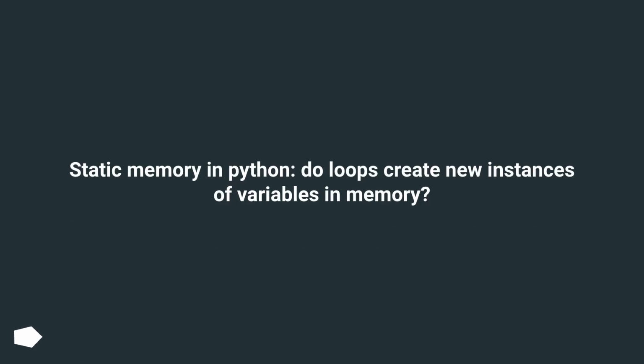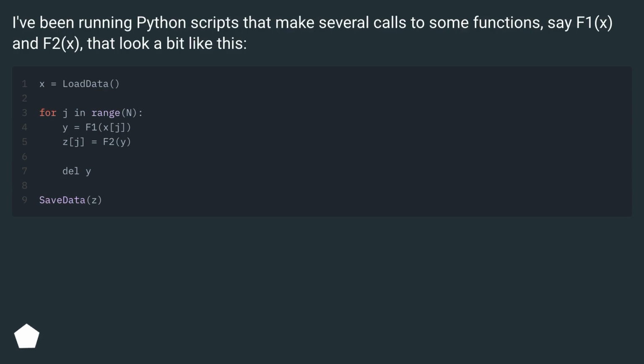Static memory in Python. Do loops create new instances of variables in memory? I've been running Python scripts that make several calls to some functions, say f1(x) and f2(x), that look a bit like this.